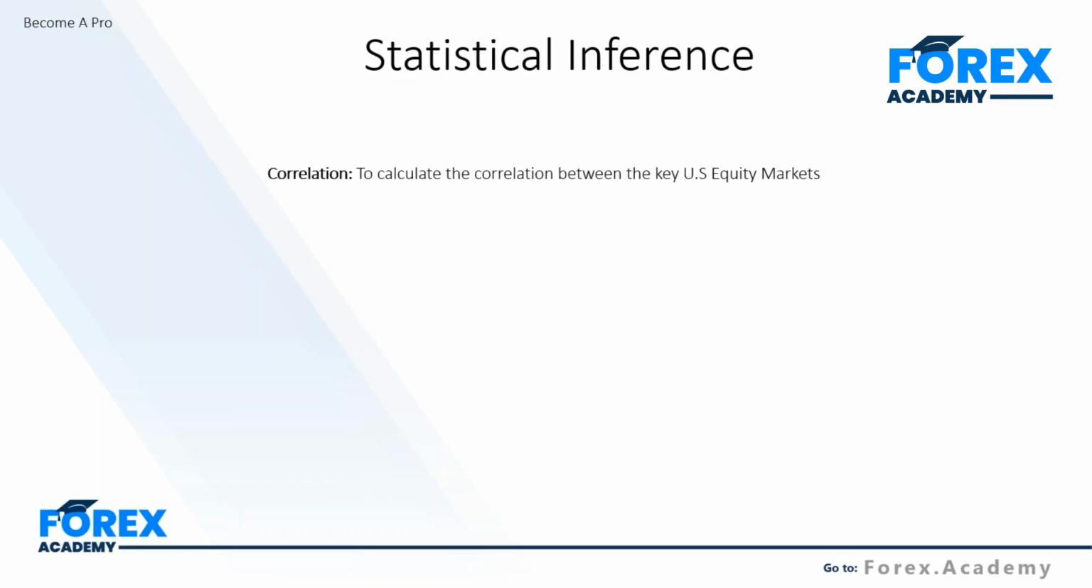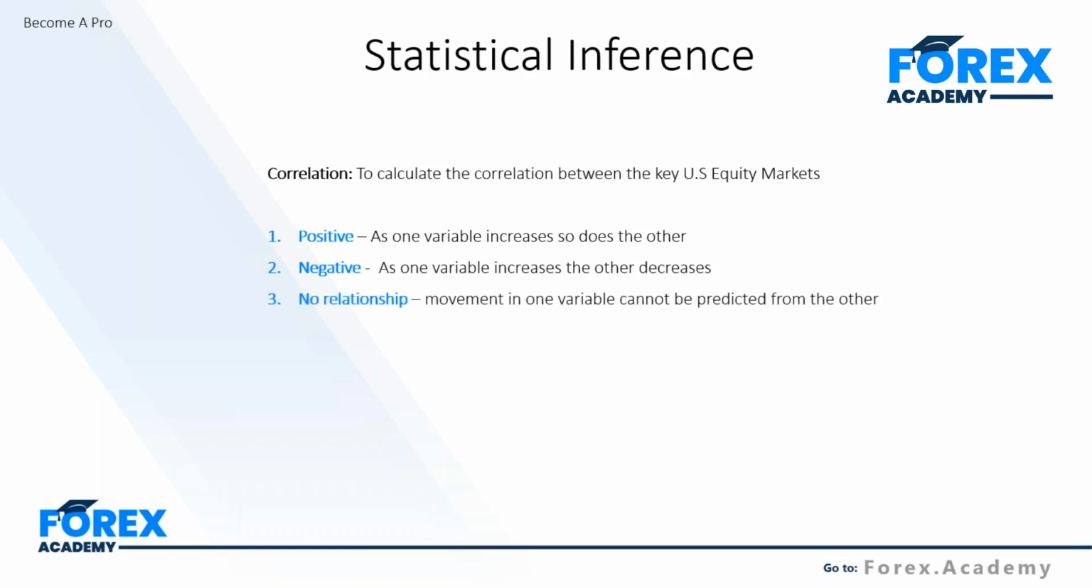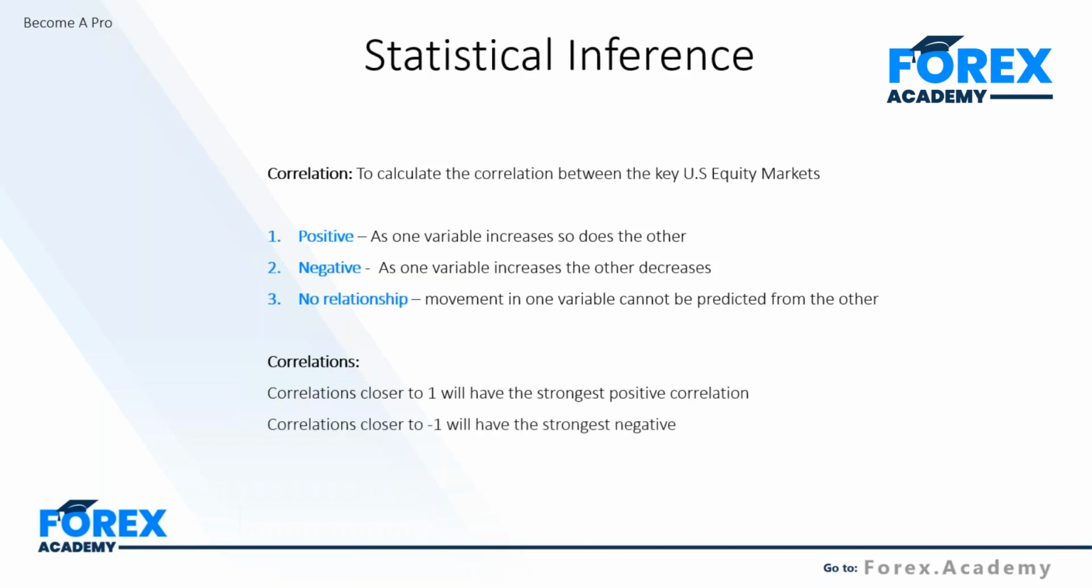Now, correlation. Our objective is to calculate the correlation between the key US equity markets. Positive: as one variable increases, so does the other. Negative: as one variable increases, the other decreases, so there's a negative relationship. Or do they have no relationship at all? No relationship entails that movement in one variable cannot be predicted from the other. So these are our correlations. Correlations closer to 1 will have the strongest positive correlation. Correlations closer to -1 will have the strongest negative correlation.